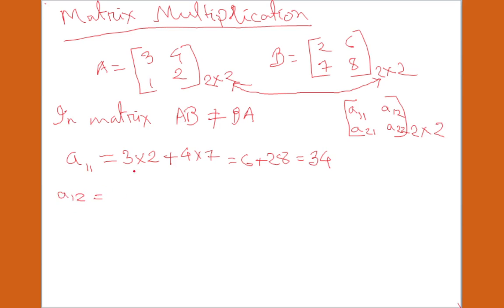Next element is A12. A12 means first row, second column. First row, first element 3. Here first element 6. That means 3 into 6 plus 4 into 8, 18 plus 32, it is 50. Okay.